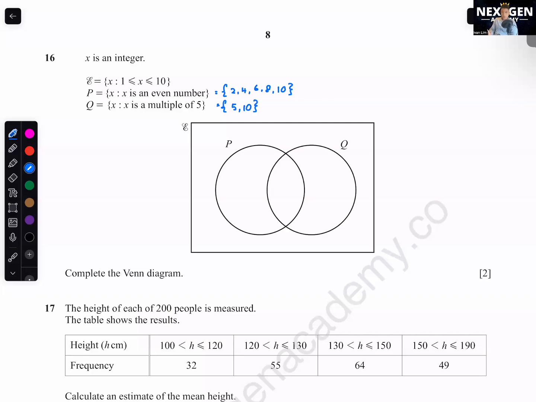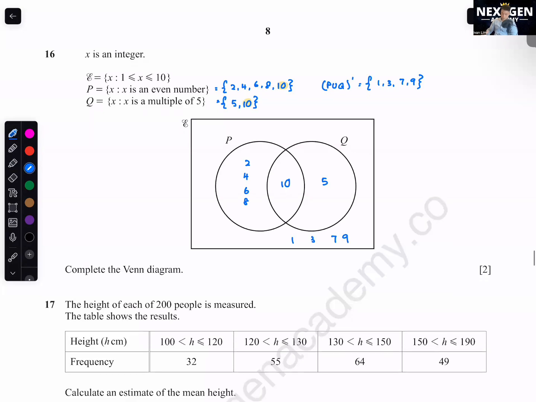We also need to take note of what is not inside here. So outside of the sets, which numbers will you get? You see what's not inside? 1, 3, 7, 9. So first, we see what's common. Both of them have 10, so we put it in the intersection here. Then 2, 4, 6, 8. This one has 5. And here you have 1, 3, 7, 9. That's outside. Easy.